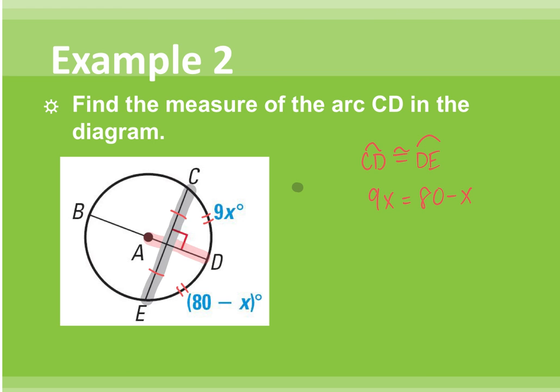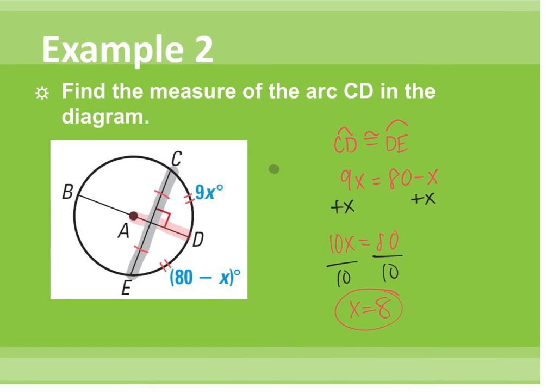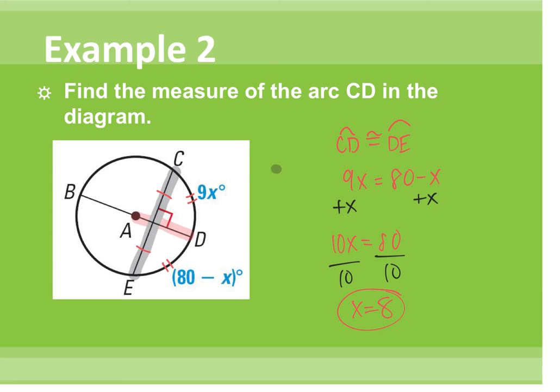You do 9x equals 80 minus x, and then you add x to the other side. Good. You get 10x equals 80. Divide, you get x equals 8. So it's asking us for the measure of the arc, right? Not just for x. So in order to find the arc CD, we need to plug it back in, and we'll get 9 times 8, which will give us 72 degrees.